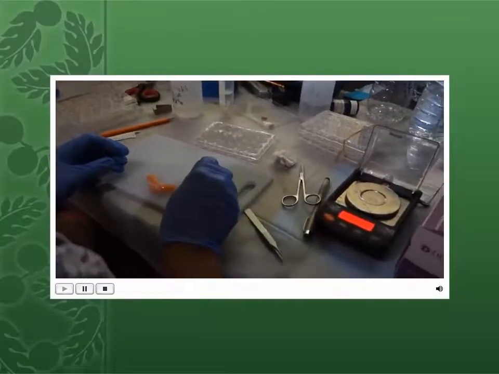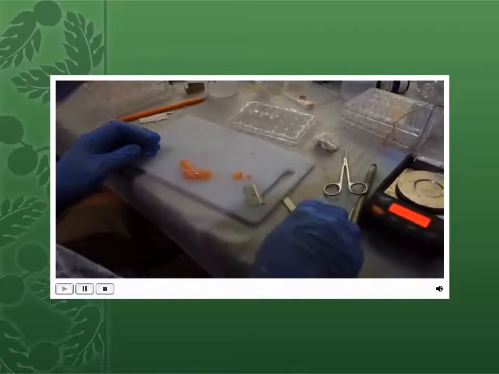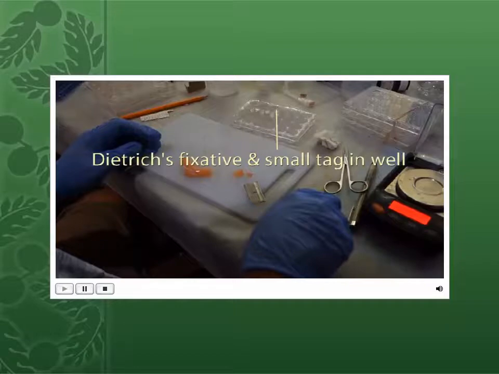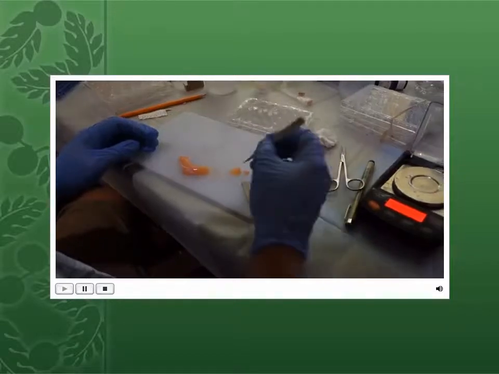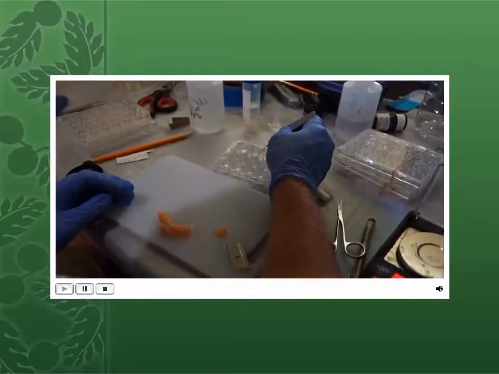This next step you're going to do no matter what type of gonad you have, male or female, mature or immature. You might have noticed we've been having a hard time cutting these subsamples from fresh tissues, so you're going to take a chunk that's larger than 8 cubic millimeters, more like 27 cubic millimeters. Also note that in the well trays above we've already added our Dietrich's fixative and the small tag with the specimen number. Take your chunk of tissue and put it into the well plate with the fixative.